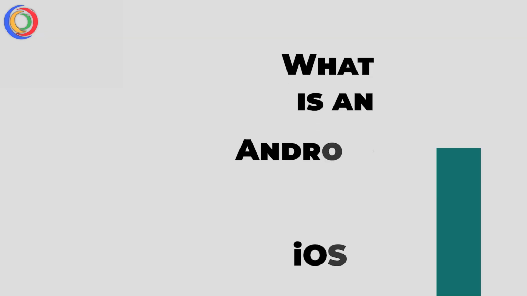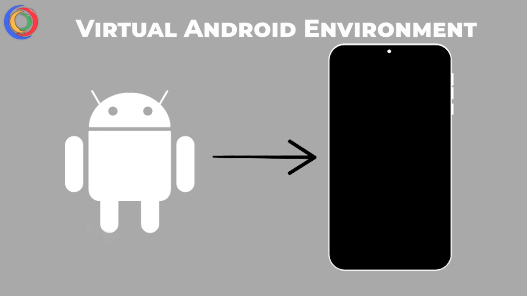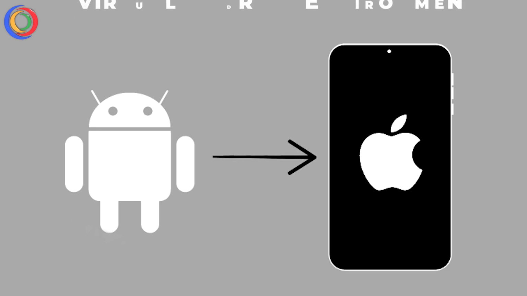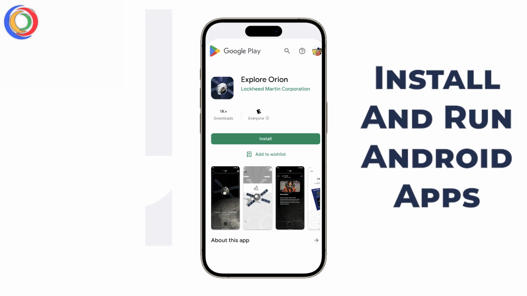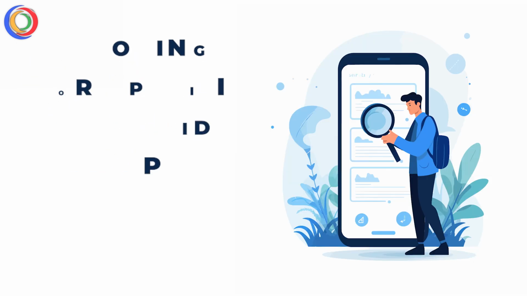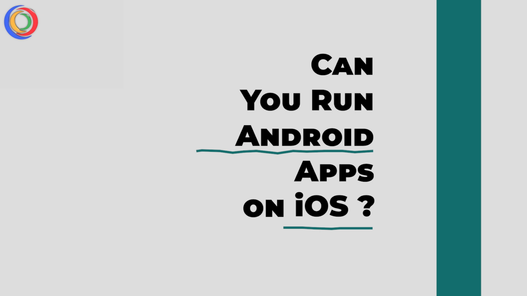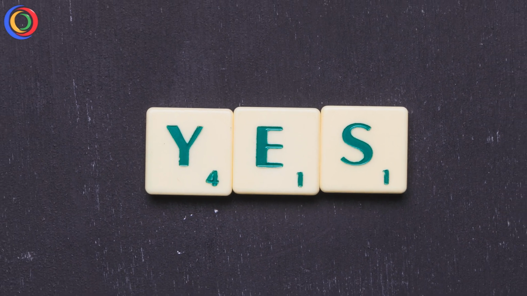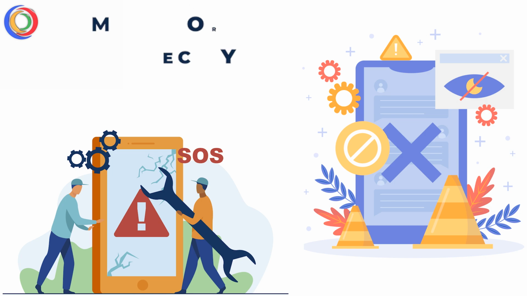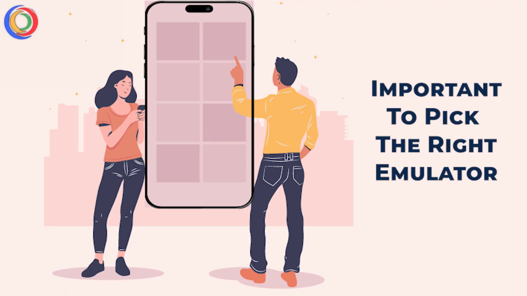Let's quickly break down what an Android emulator for iOS actually does. These emulators create a virtual Android environment on your iPhone or iPad, allowing you to install and run Android apps seamlessly. Whether you're a developer testing apps across platforms or a user looking for specific Android apps, can you run Android apps on iOS? The short answer: yes, but with some limitations. Not all apps may work perfectly, and performance can vary depending on the emulator you choose. That's why it's important to pick the right one.